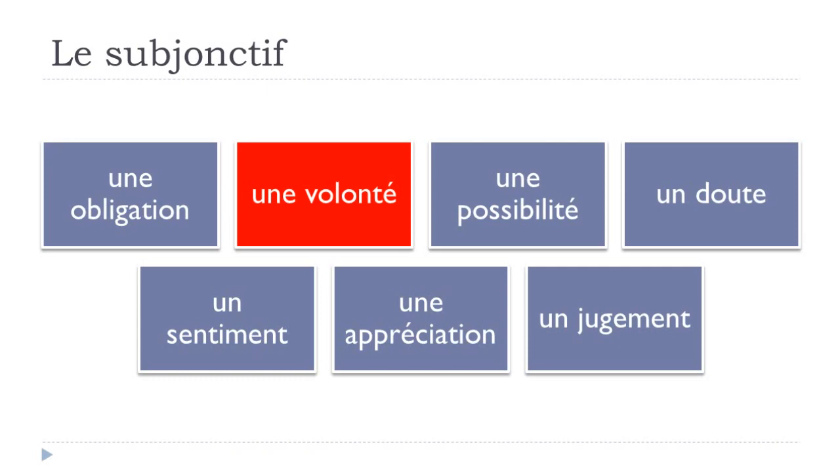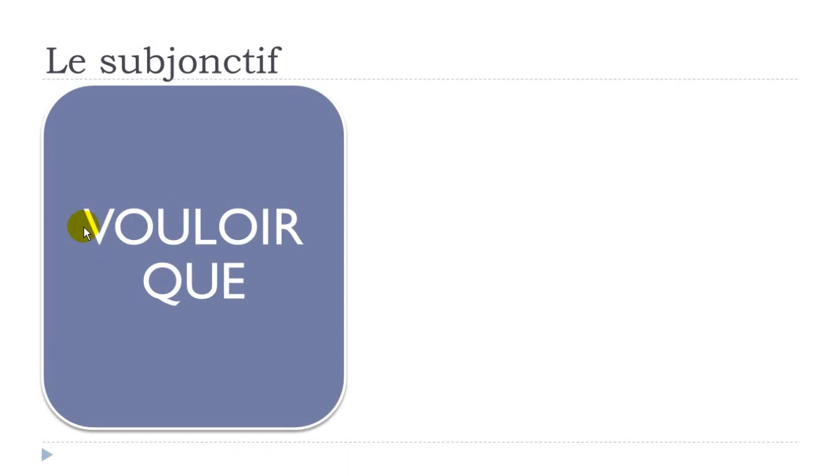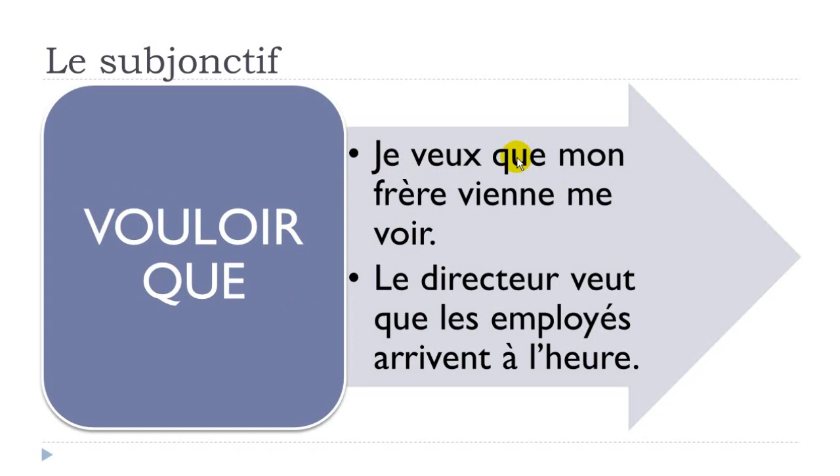So, une volonté, something you want to do, and then, well, the verb that normally we tend to use is the verb vouloir, to want, okay? Vouloir que will be followed by le subjonctif. For instance, je veux que mon frère vienne me voir, all right? Je veux que mon frère, my brother, here you've got the subjonctive form of venir, to come, me voir, see me, okay?